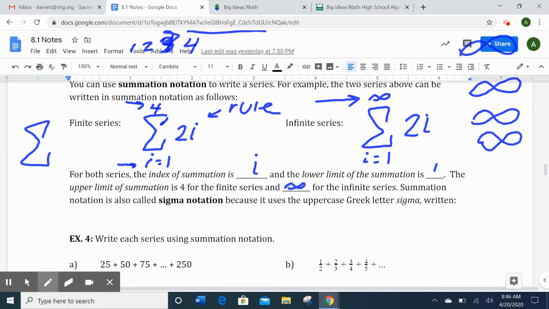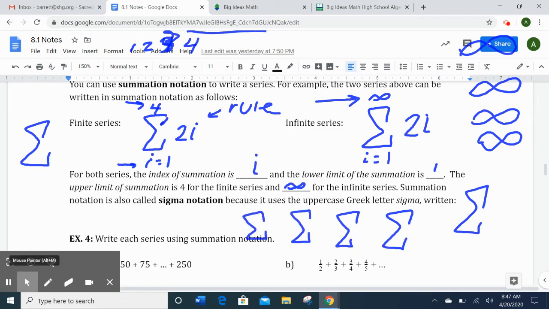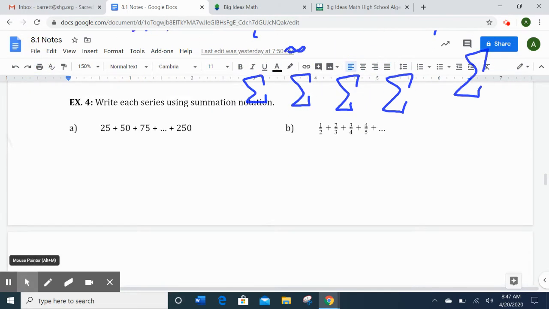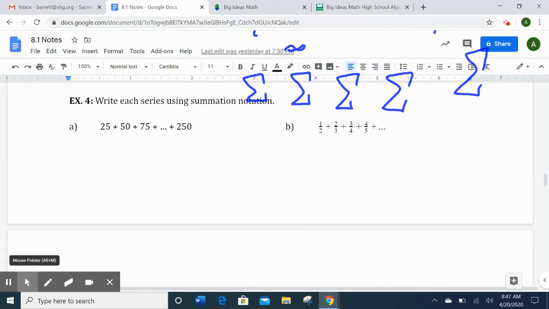Summation notation is also called sigma notation because it uses the uppercase Greek letter sigma written how you just wrote it. So practice if you want to. Google that in your spare time. But you're not taking a test on paper, so I guess you don't really need to write it for me because it's just going to be on the computer. That means summation.